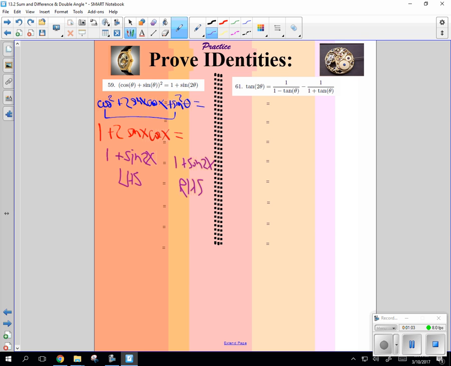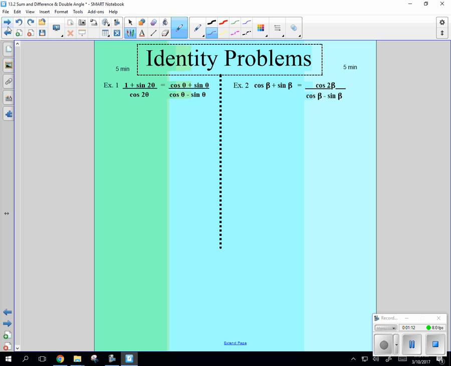That works. This one's a little trickier, but you're going to get a common denominator and watch it all work out. Let's go to example one here. It says 1 plus sine 2 theta over cosine 2 theta should be equal to cosine plus sine over cosine minus sine. Which side should we work, left or right? Let's do the left one. Leave the right side alone. So I'm going to write 1 plus 2 sine theta cosine theta. That's what that is. What is cosine 2 theta equal to?